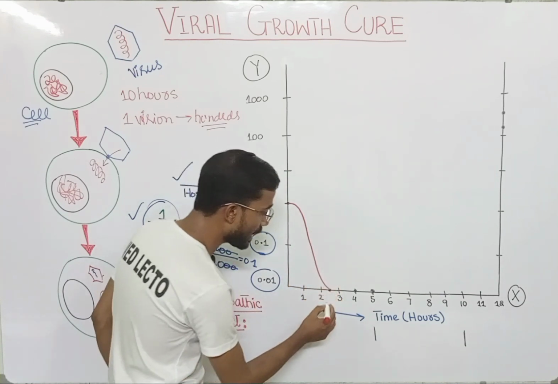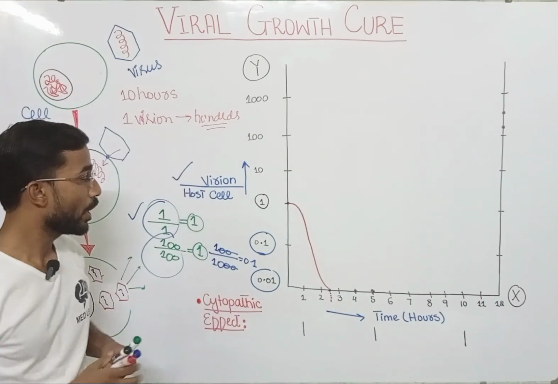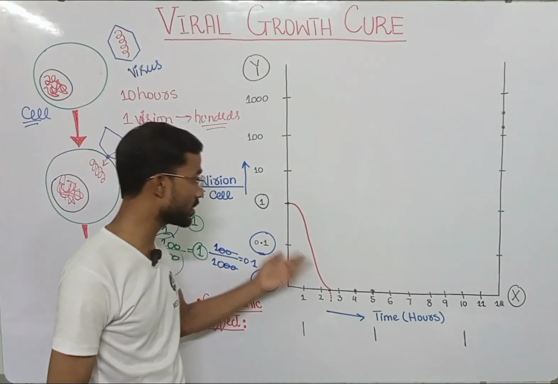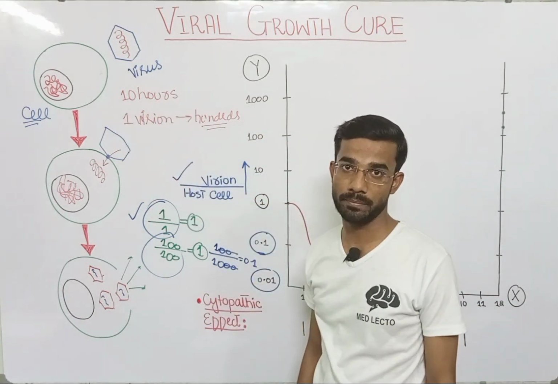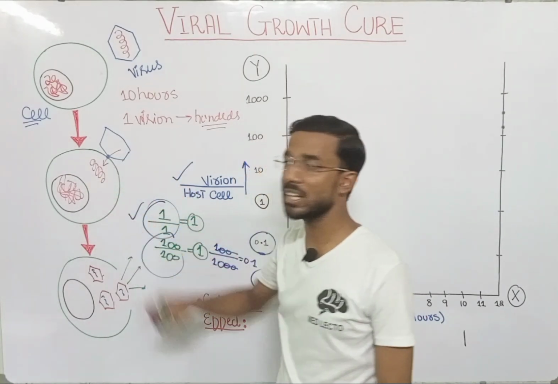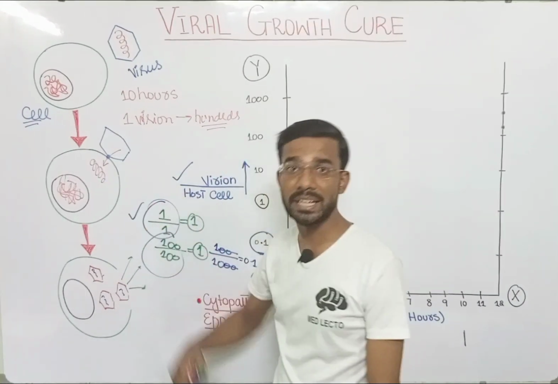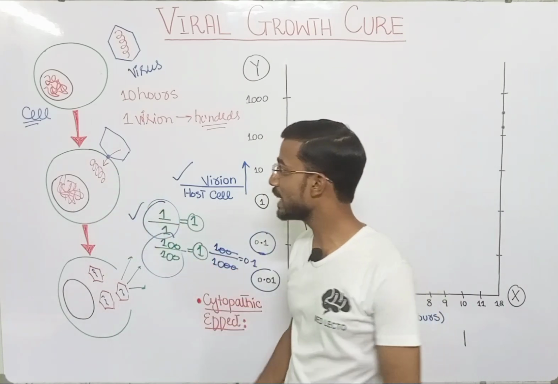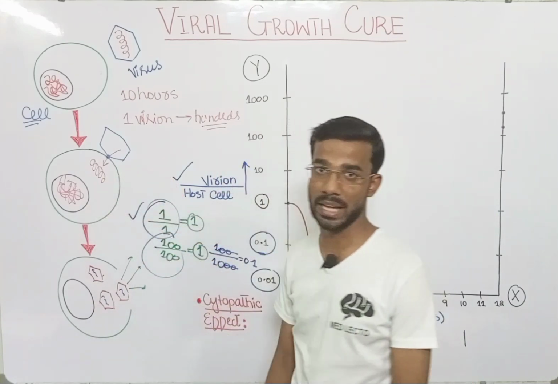If I say in between the 2 and the 3 hours, you will see the virus disappear. Why does the virus disappear? When the virus enters the cell, the capsid remains outside and only the genetic material enters the cell. During this time, the genetic material takes control of the whole cell, and in this phase there is no detectable virus inside the cell.